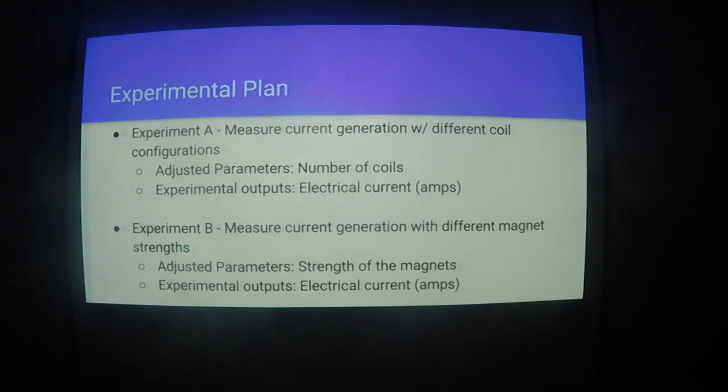So with our prototype, we had two experiments we wanted to run. The first experiment consisted of changing the number of coils and measuring the current generation with these different coil configurations. The adjusted parameter in this case was the number of coils. The experimental output would be electrical current generated, which was measured in amperes. The second experiment was similar to the first one, except in this case we changed the different magnets, which changed the magnet strengths. In this case, the adjusted parameter would be the strength of the magnets, and the experimental output would be the electrical current, which was also measured in amperes.